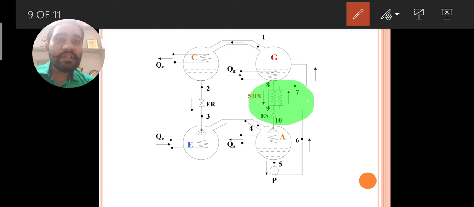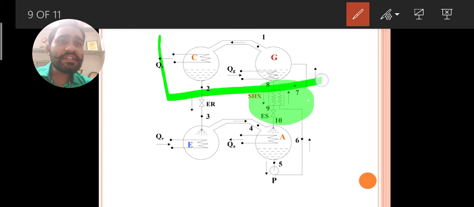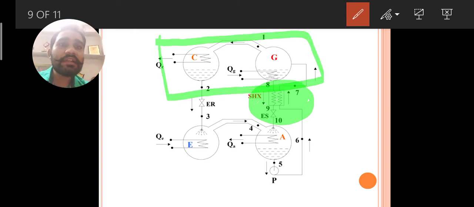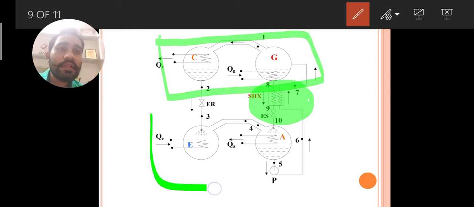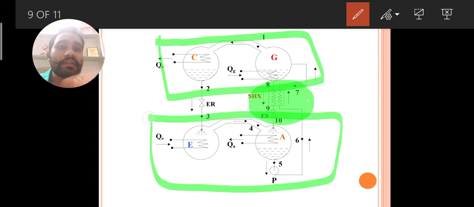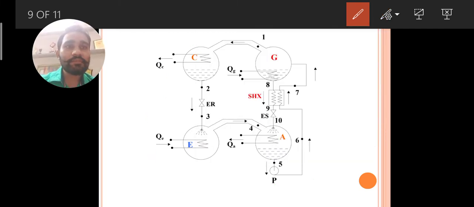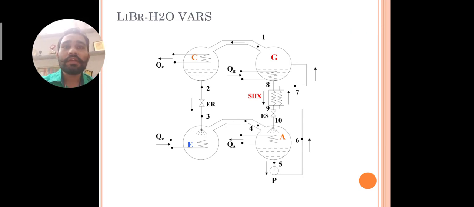Here in this figure we can see that the generator and condenser are contained in a single container, and similarly in another container the absorber and evaporator are placed. We can use a single container also, double container, or triple container as per our requirement. So the working of this absorption system is also the same as we have studied in the NH3 and H2O based VARS.